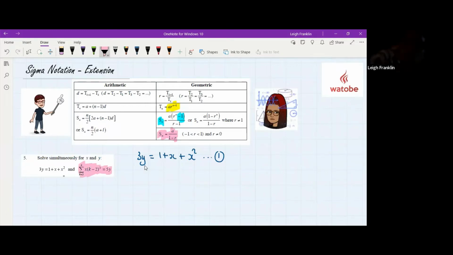Using our knowledge of sigma notation, what is the sigma notation telling us? If we read it, what is it saying to us? What does it mean? Anybody want to have a go?